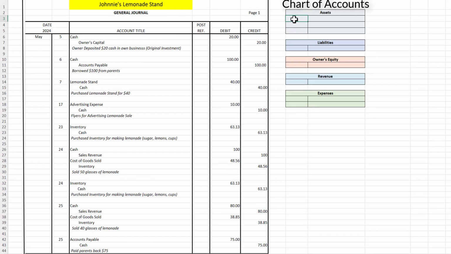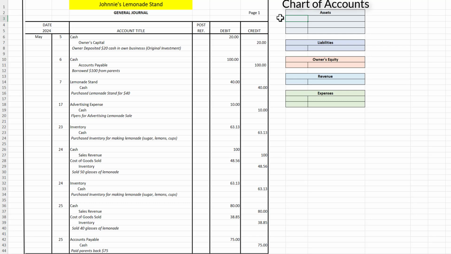The chart of accounts is a list of all of the account names you use in the general journal, along with numbers that you associate with those account names. The chart of accounts needs to be listed and numbered in a particular order. That order is assets, liabilities, owner's equity, revenue, and then expenses.